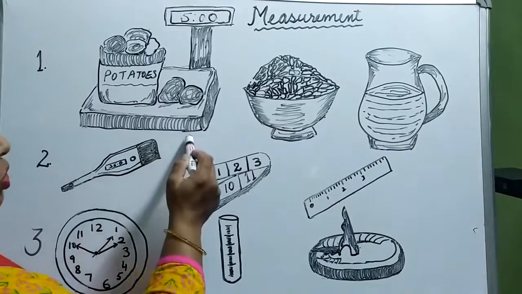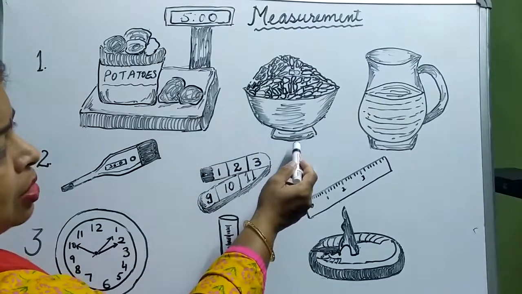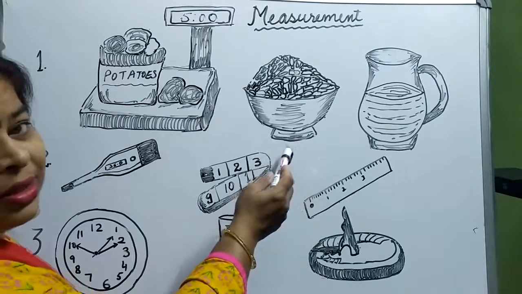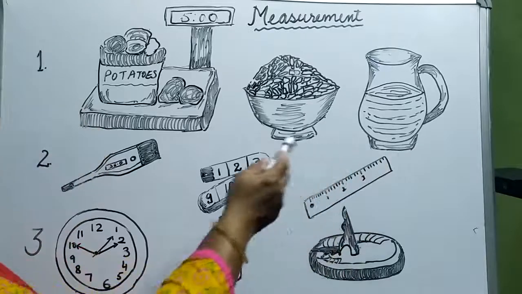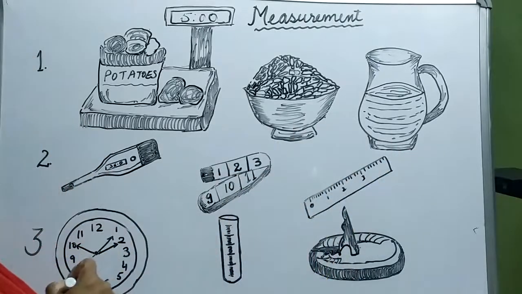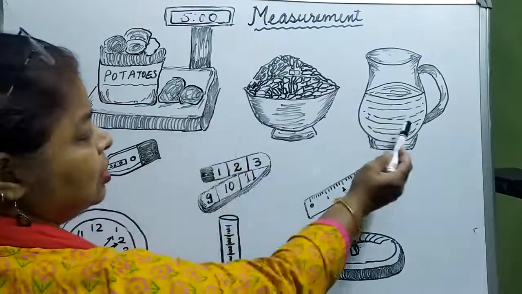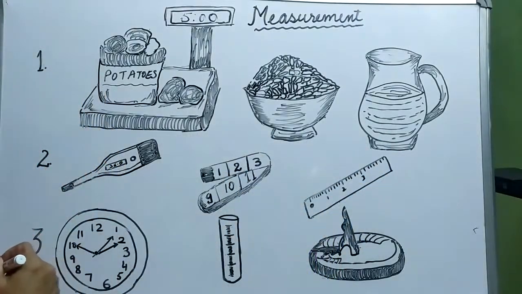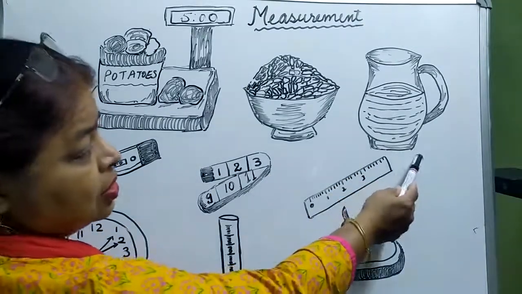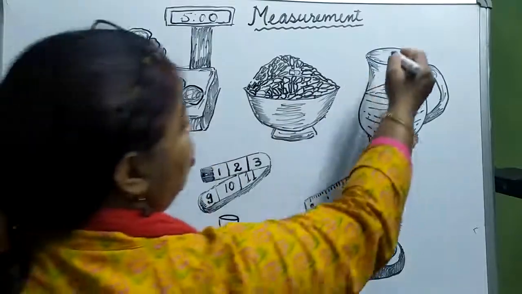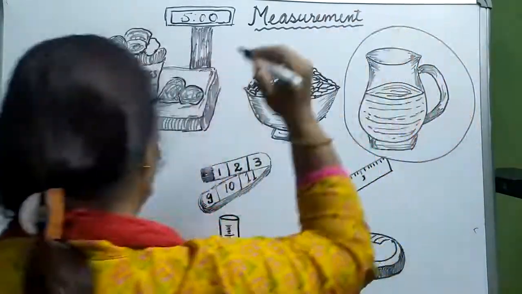Potatoes are being measured. In this, we are talking about the measurement of rice, and here we are talking about how much quantity of water is present in the water jug. So out of the three, which one is the odd one out? I hope you have guessed. Yes, this is right. This is the odd one out. Let us mark it in a circle.